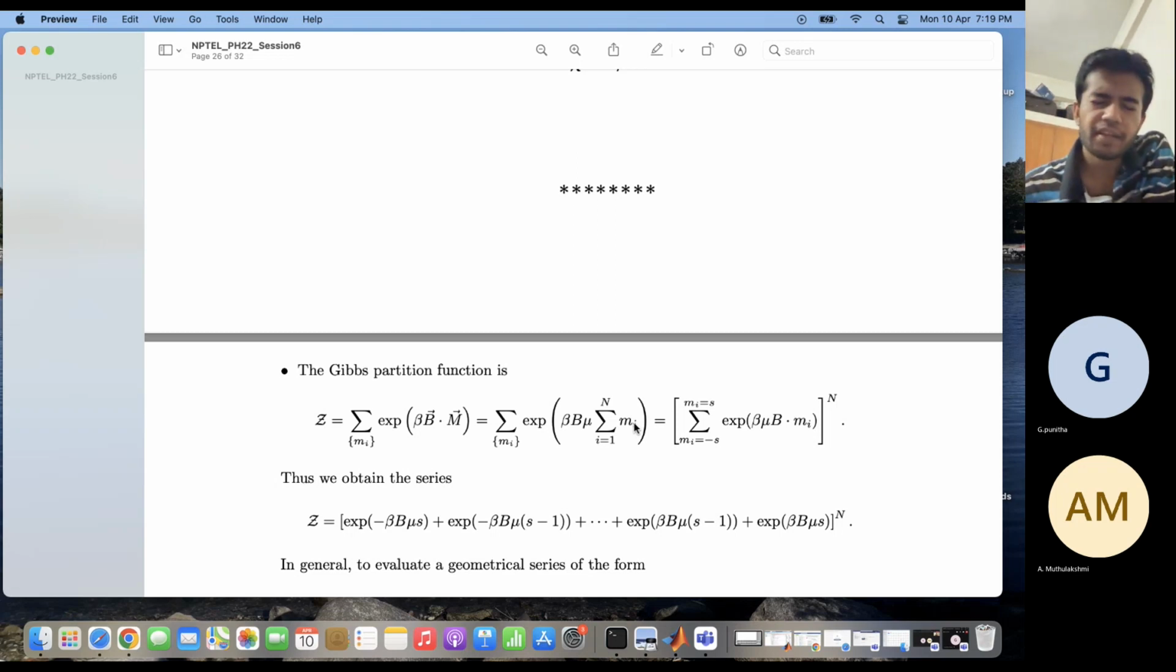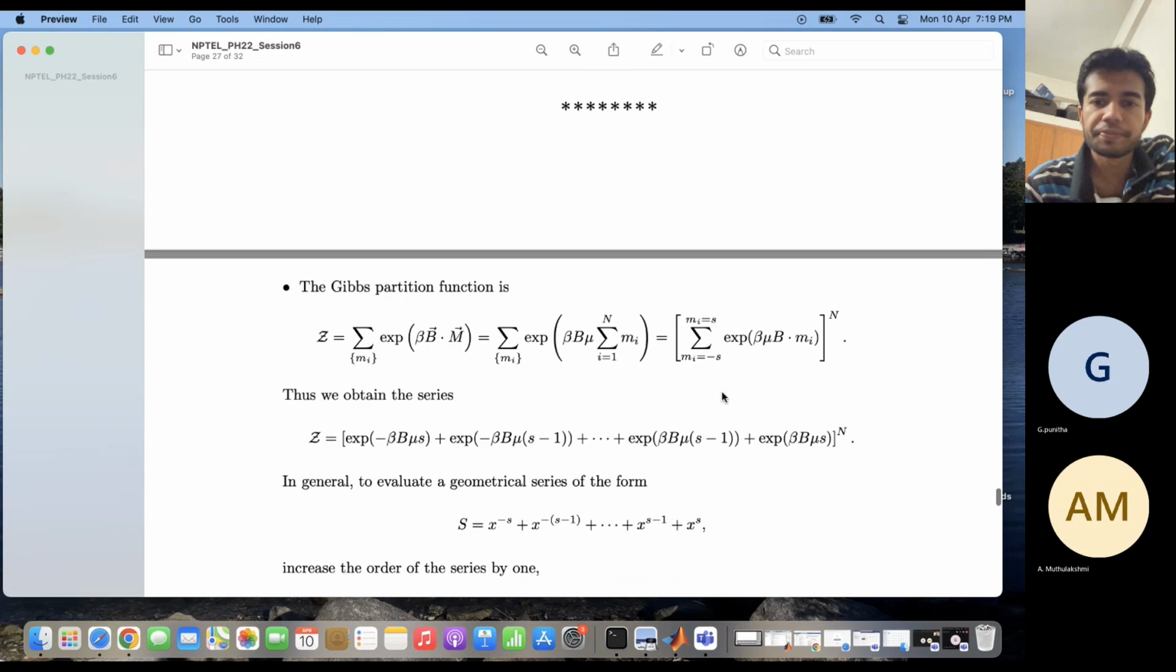Okay, and then since there are n number of identical spins over here, this becomes a product over n number of summations. This removes the constant on mi, and this can be written as a summation over mi from minus s to plus s of e to the power of beta mu b into mi, with the product over n number of such summations.